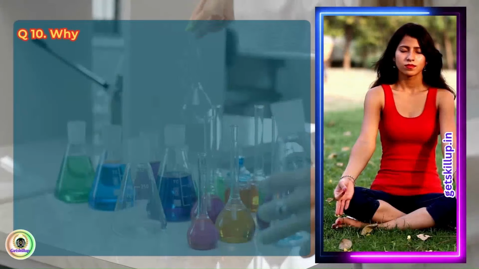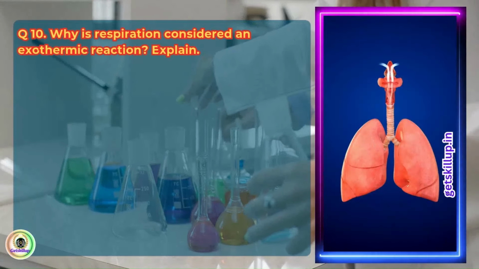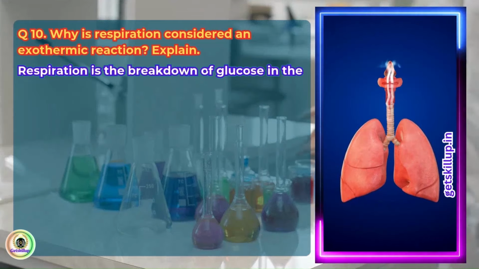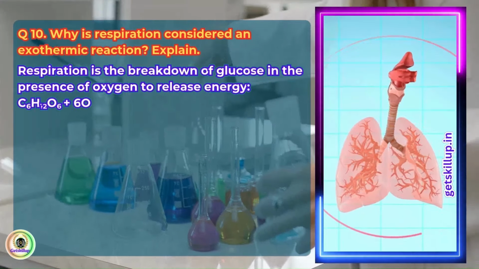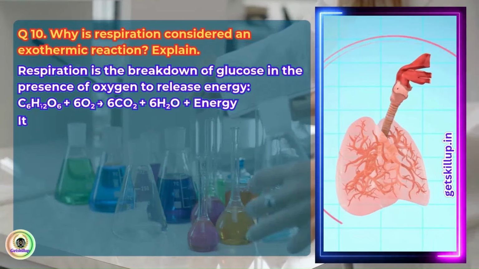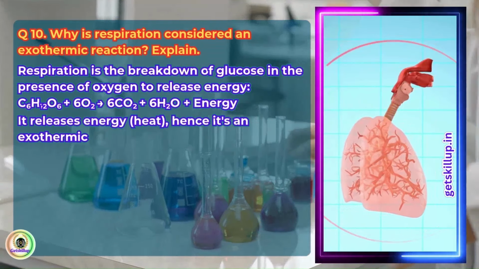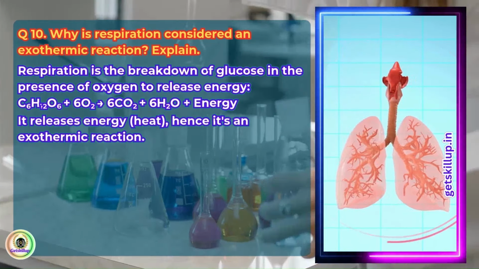Question 10. Why is respiration considered an exothermic reaction? Explain. Respiration is the breakdown of glucose in presence of oxygen to release energy. C6H12O6 plus 6O2 gives rise to 6CO2 plus 6H2O plus energy. It releases energy, heat, hence it's an exothermic reaction.